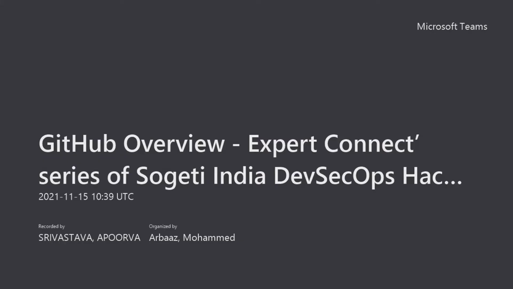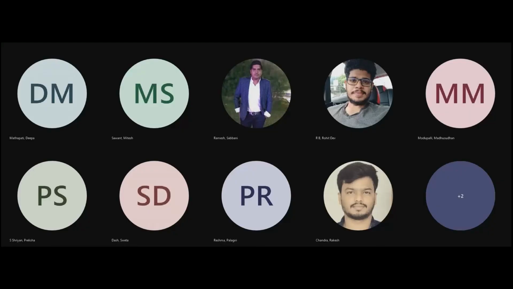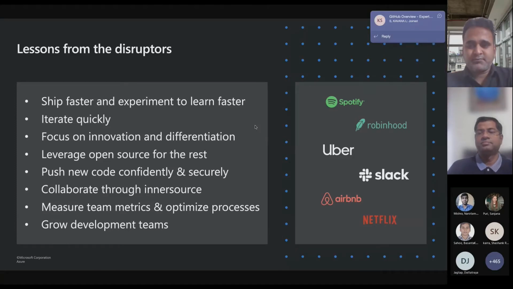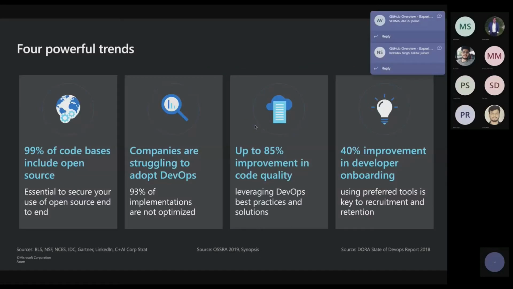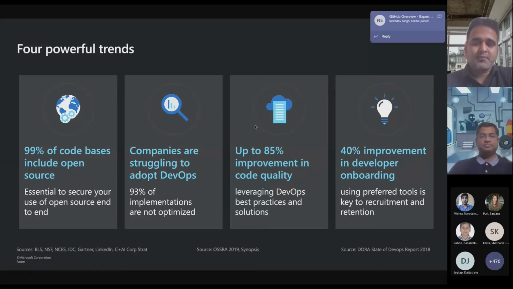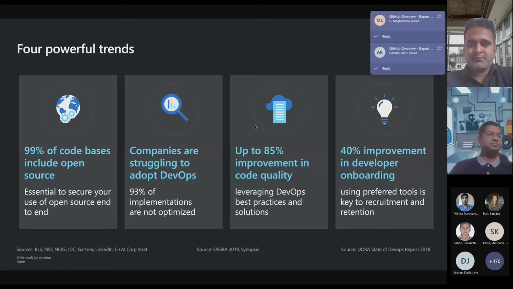Pushing new code confidently and securely will also help. And collaboration techniques, many are available. Specifically, I will touch upon inner source today, how that helps teams. And companies are still struggling to adopt DevOps, and some of the companies are even just getting started on DevSecOps as we speak. But if we go to DevOps, we see that yes, things exist, but it could be optimized a lot more, right?